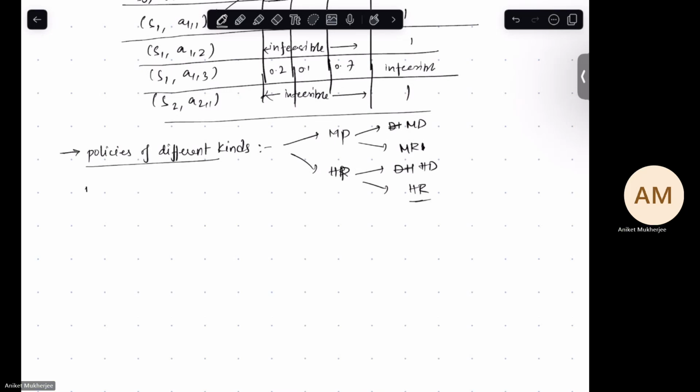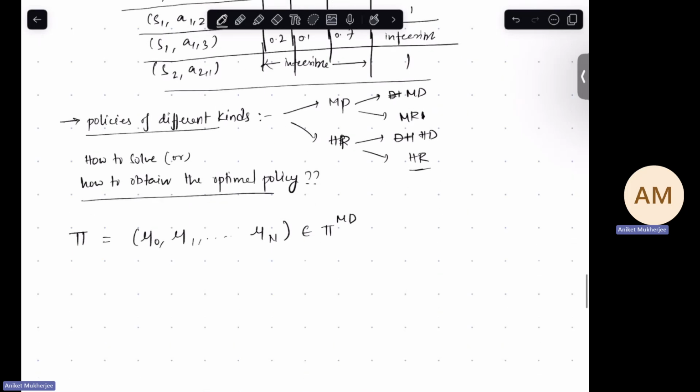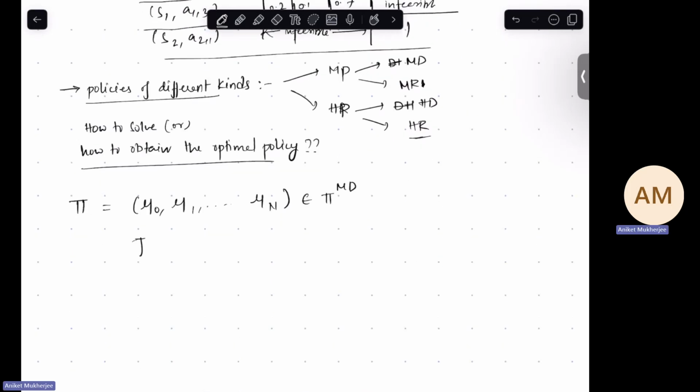So now we'll ask how to solve or how to obtain the optimal policy. What we want is pi, which is your policy, a string of functions which belongs to, for now we'll say, Markov deterministic policies, such that they minimize your total cost.